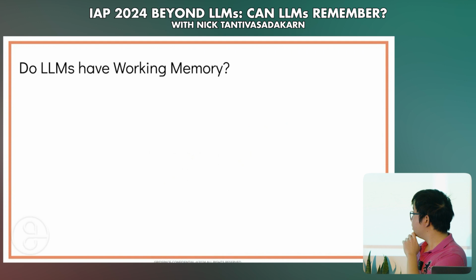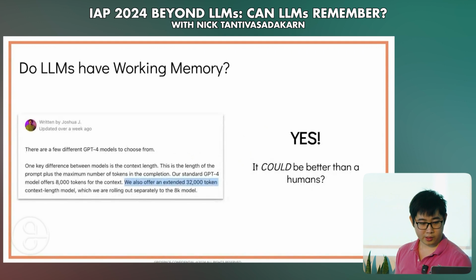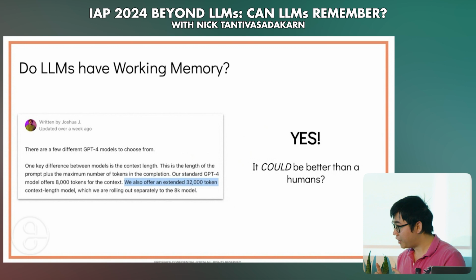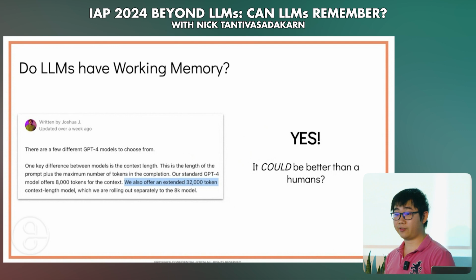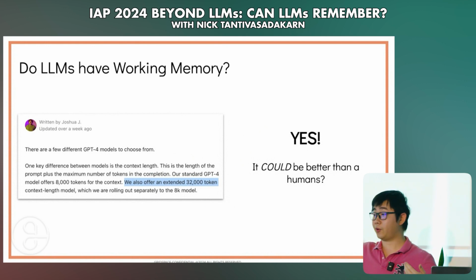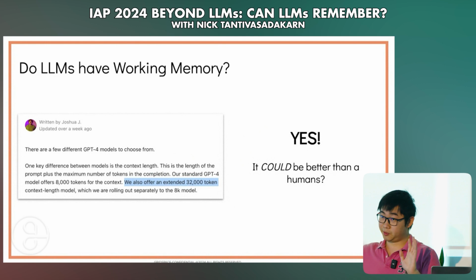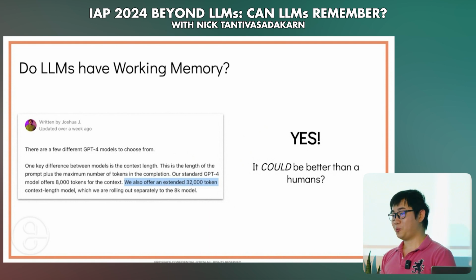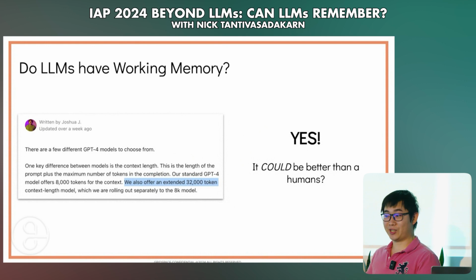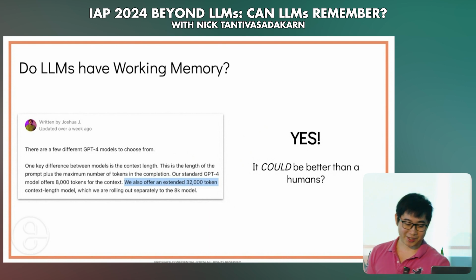So do LLMs have working memory? Yes, and it could, emphasis on could, be better than humans, because some of the largest models that we have in the public market can have up to 32,000 tokens of context. We can have something that is very, very long, and it could potentially remember and understand everything, which is why I was really confused when I tried the N-back task as to why it was failing so much. And that will be a question for next week. I'll be asking you at the end.